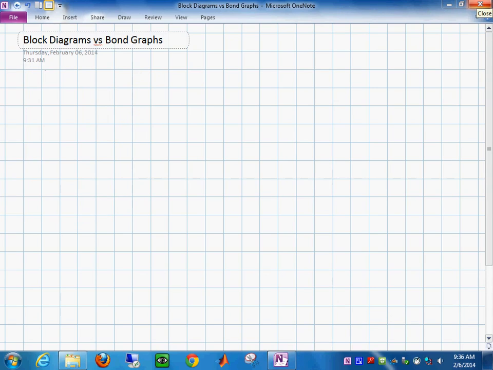This morning we are going to see the concepts of block diagrams and the concepts of bond graphs, and we are going to compare them side by side, and that way we'll get this concept correctly. So why don't we put on the left hand side the block diagram, and on the right hand side the bond graph.